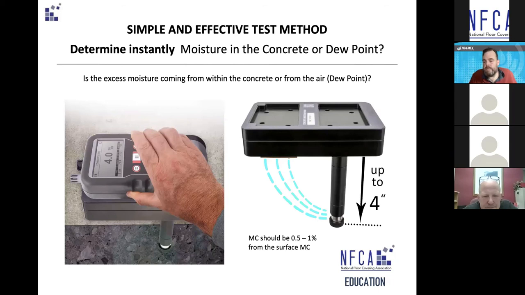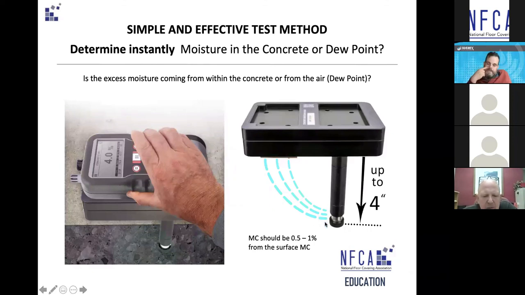So this is a very simple way. Initially, the idea of this is to tell you whether the moisture is coming up or going down, and that's why we call it the determinator, because it determines the source of the moisture. But also, we're hoping in time that this reading from here, if you imagine it's 1% higher than the surface, therefore the surface is at 4%, and then we expect this to be at about 5%.